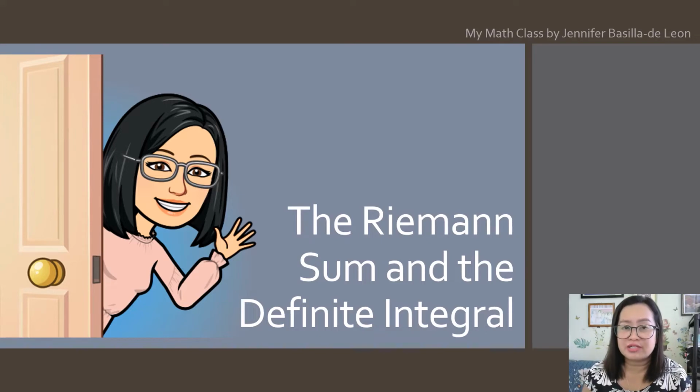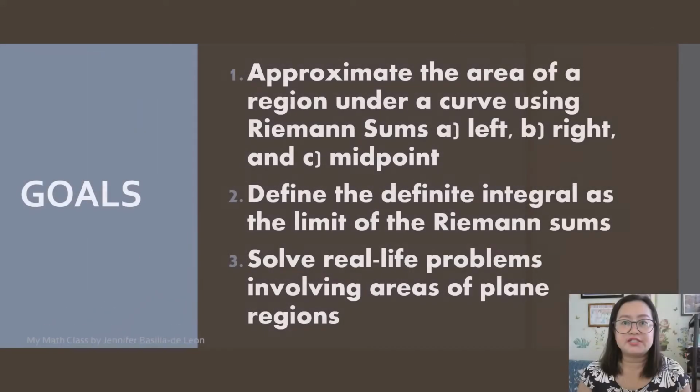We are now on the last lesson in basic calculus, the Riemann sum and the definite integral. Today's lesson, we have the following goals. Approximate the area of a region under a curve using the Riemann sums, left, right, and the midpoints. Define the definite integral as the limit of the Riemann sums, and solve real-life problems involving areas of plane regions. All aboard!